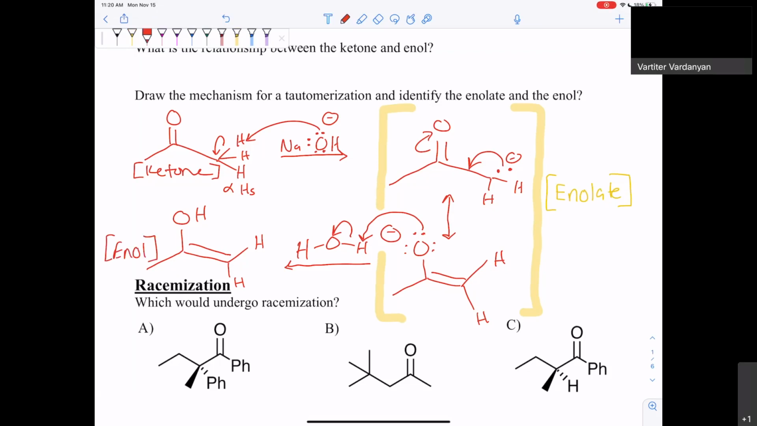And this name is actually kind of not awful because it's an alkene with an alcohol, enol. And then the enolate is just an enol, and the ate suffix just means negative charge. So it's an enol ate.